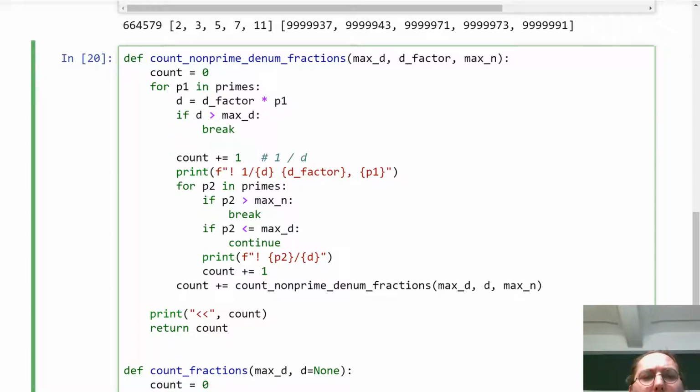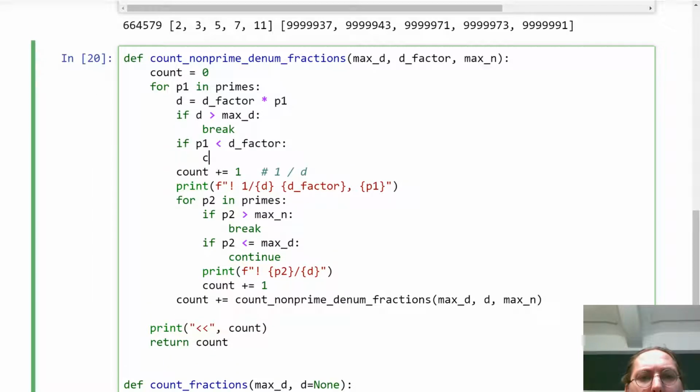If P1, well, P1 has to be less than D factor. Of course, yeah. What is the D factor? So this is always broken down.